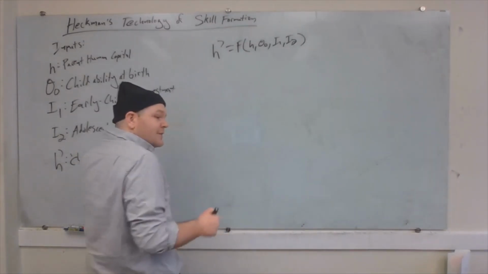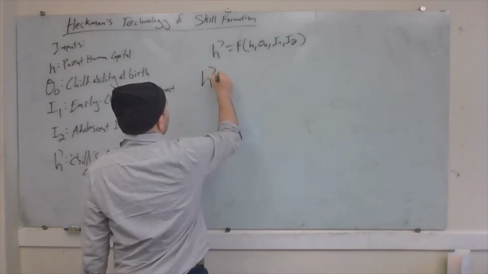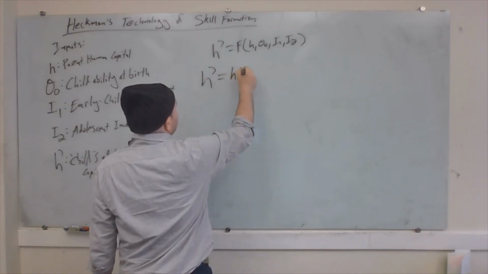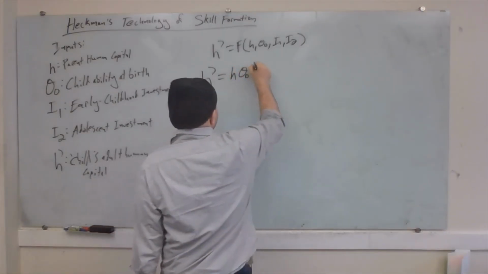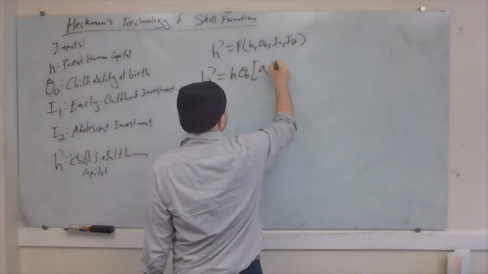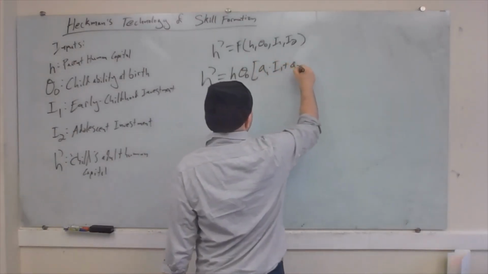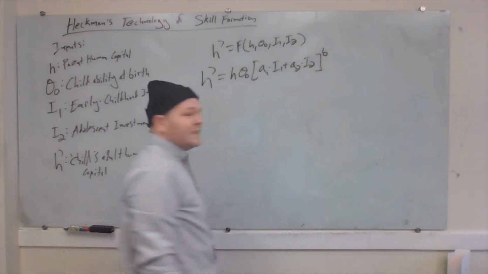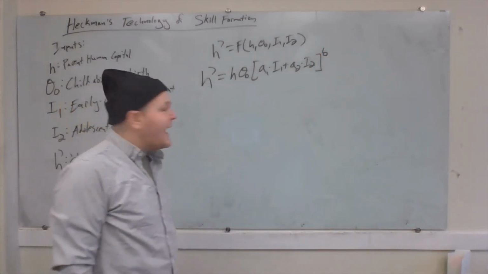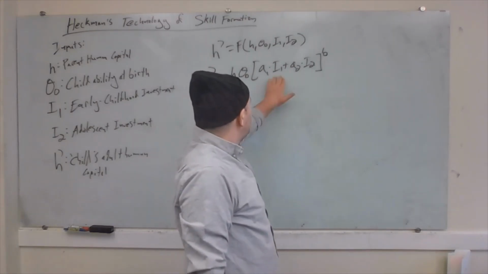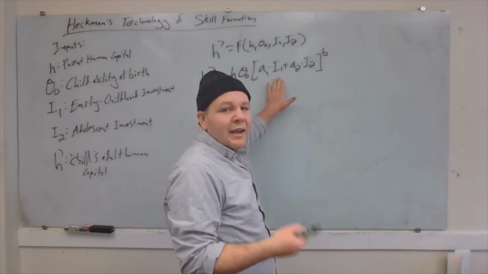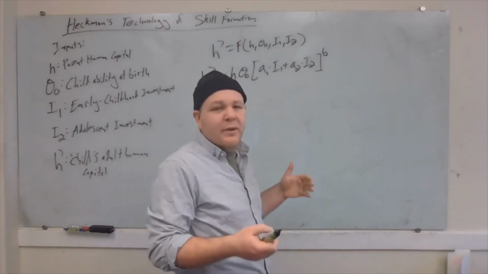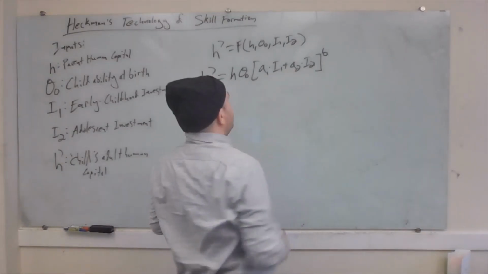So in that case, we're going to have something that looks like this. H prime is equal to H times sigma naught times A1 times I1 plus A2 times I2, all to the B. So what's this telling me? It's telling me that if I reduce my investment in a child by 1 unit in period 1, I could increase my investment in a child by some amount in period 2, have this interior thing here stay exactly the same.